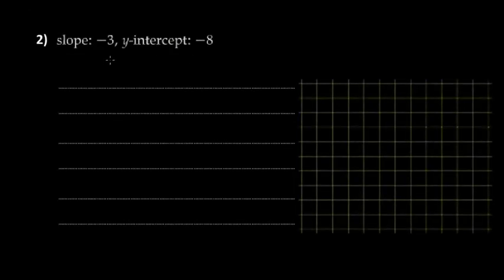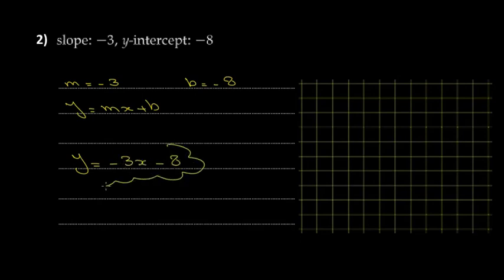Number 2. If the slope is equal to -3 and the y-intercept equals -8. From the given, we say that m is equal to -3 and the y-intercept is equal to -8. Then we have the equation y is equal to mx plus b. By substitution, we find that y is equal to -3x minus 8. And that is the equation.